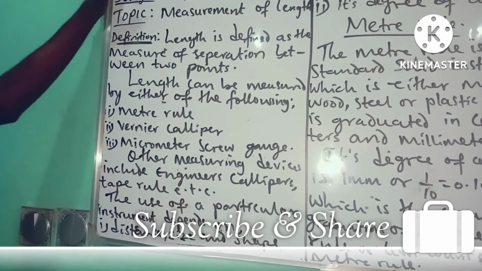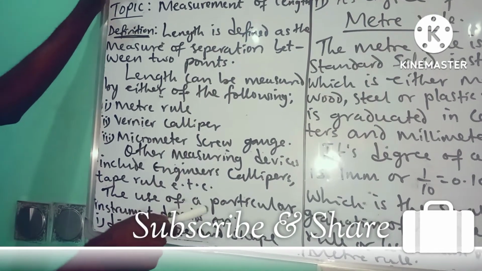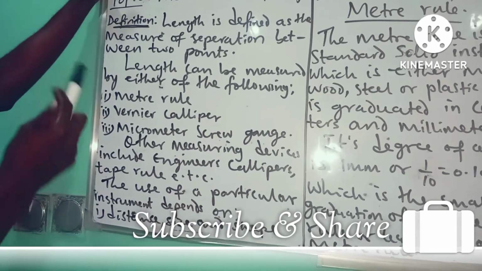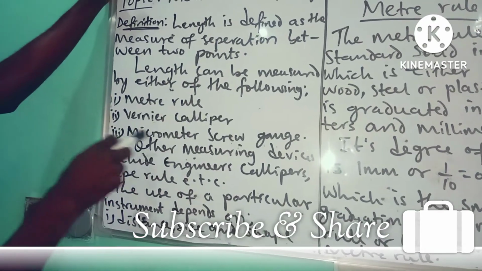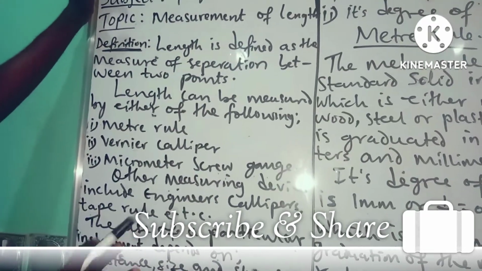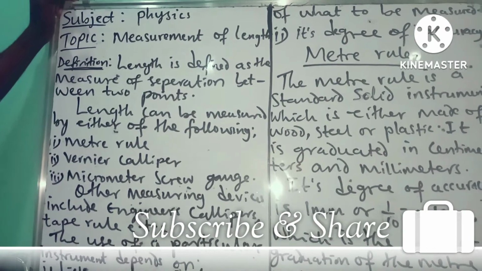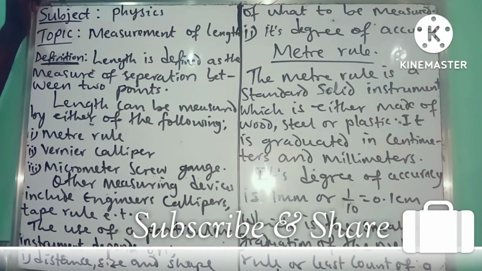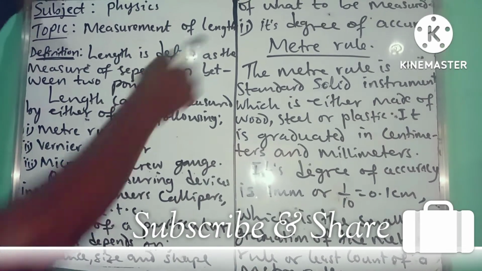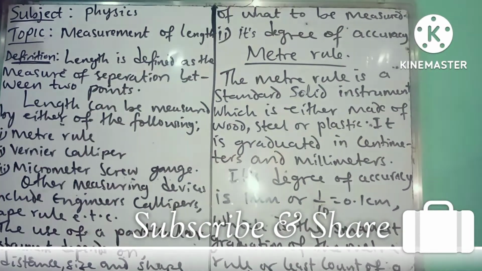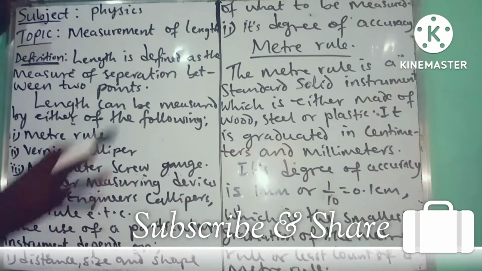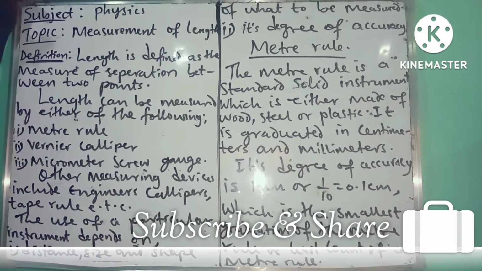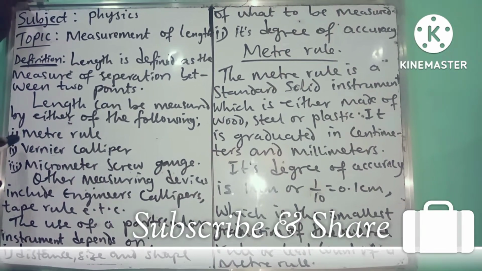We have so many of them. The use of a particular instrument depends on this criteria. One, the distance, size, and the shape of what is to be measured must be put into consideration. Two is degree of accuracy. All the instruments used in measurement have a degree of accuracy. All must be put into consideration. So we're looking at the meter rule.